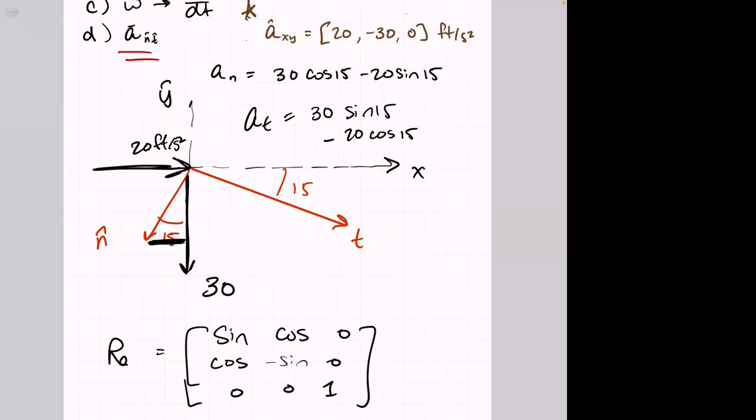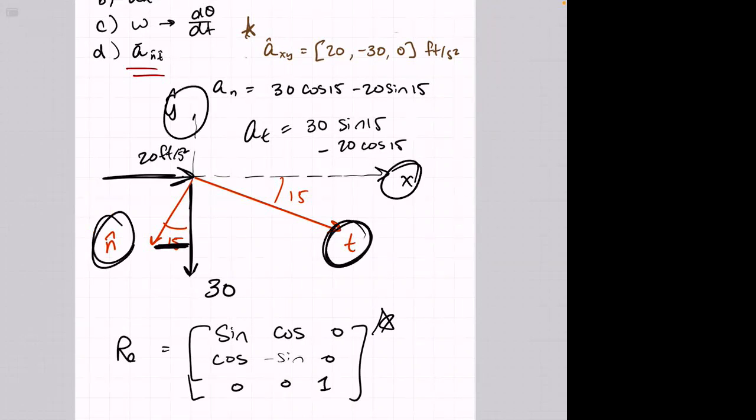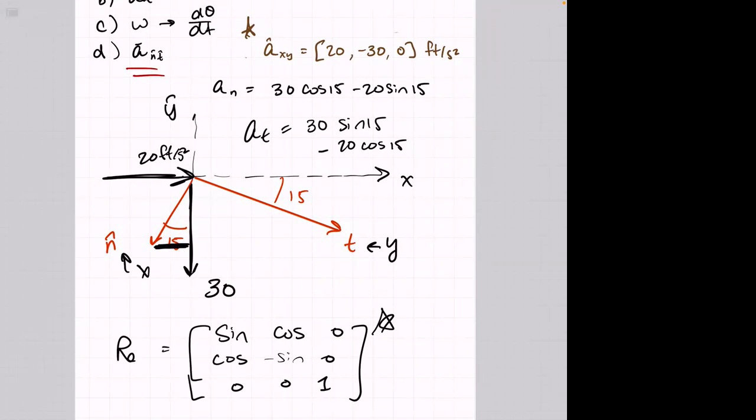Yes. I was gonna ask where is positive on that coordinate system? This one or this one? The one with the N and T vectors. This and this are positive, X and Y are positive. So for this rotation, you can think about it as Y going to T and X going to N.